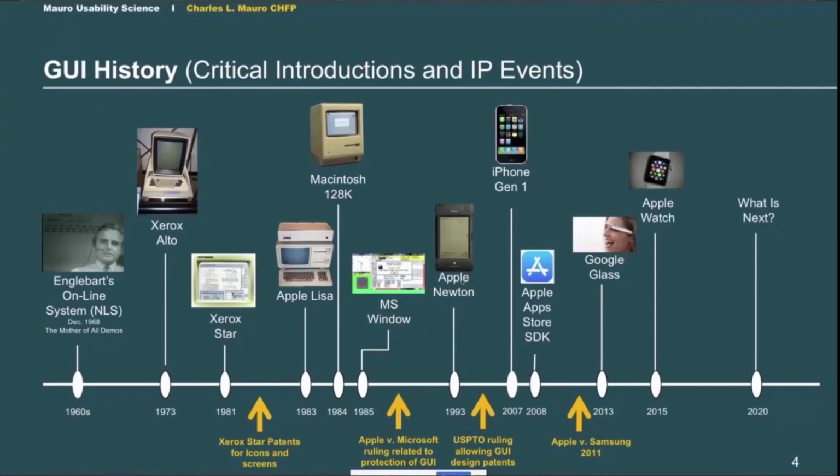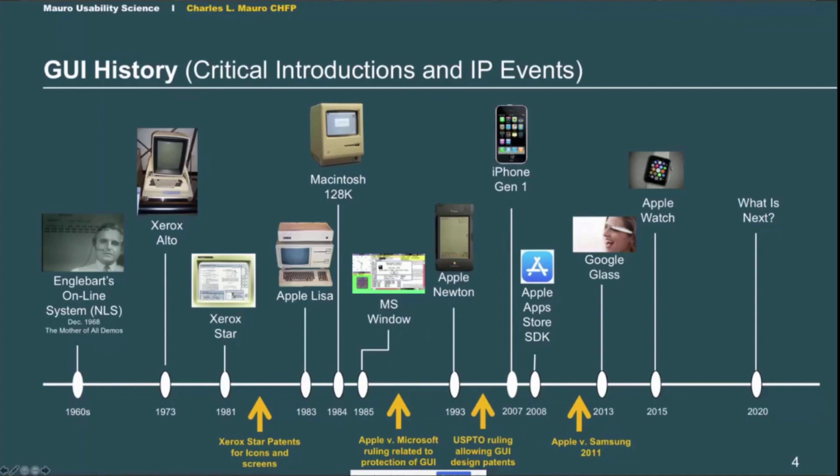So across the bottom here we have the major litigation events: the original Xerox Star patents, the Apple Microsoft litigation, the USPTO ruling allowing GUI design patents, and of course then the seminal case in GUI design, Apple v. Samsung, in approximately 2011.